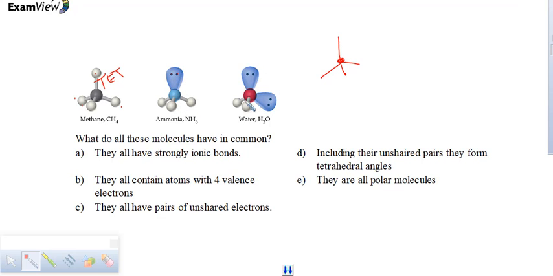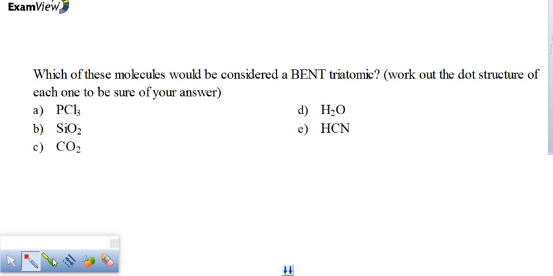The water here is, of course, a bent triatomic. But if you include the unshared pairs, they do have tetrahedral angles in them. Bent triatomic, water, is the bent triatomic. This was actually linear. This is a pyramidal. This is linear, and this is linear.